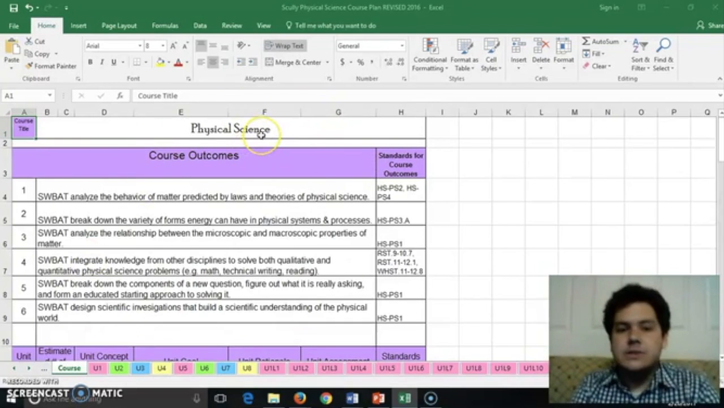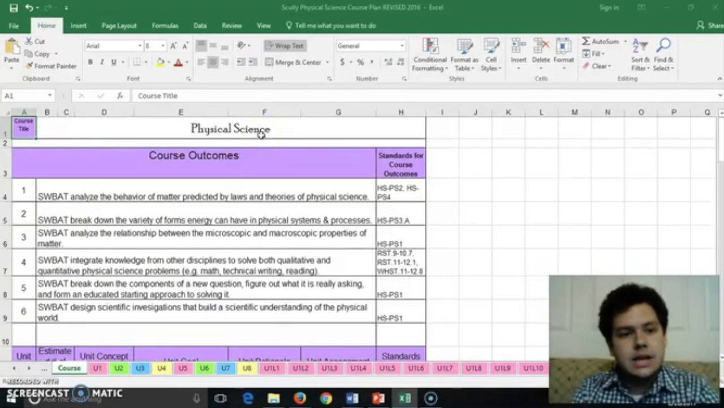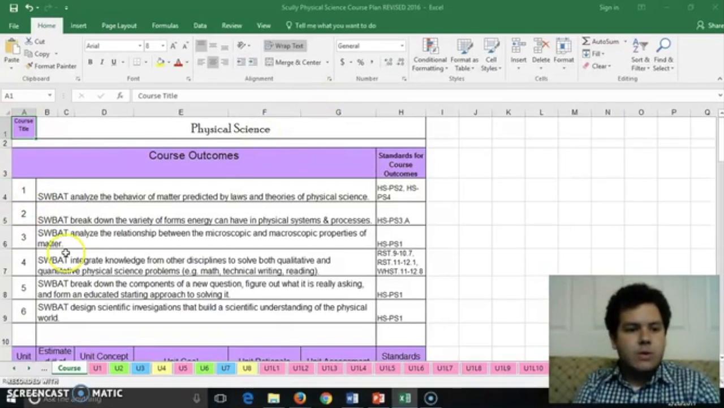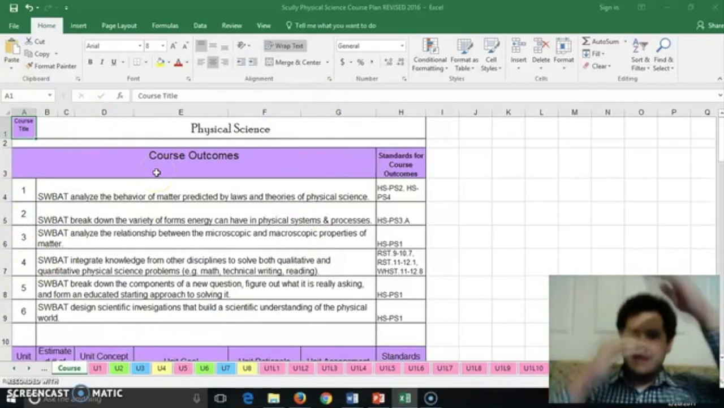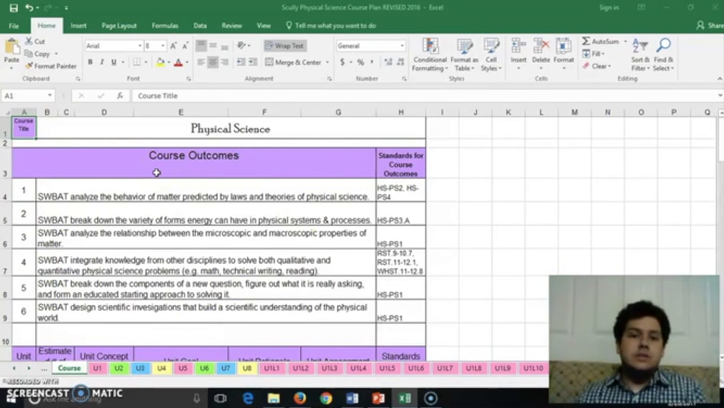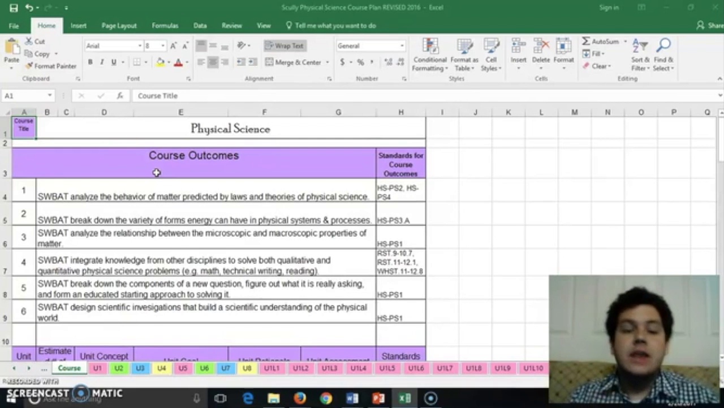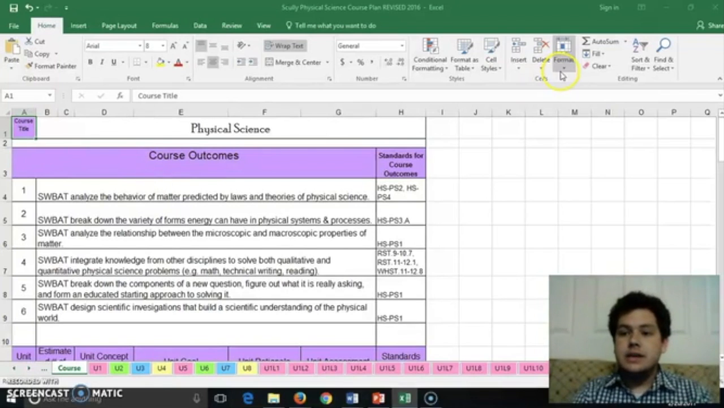Here I'm planning a physical science lesson on lenses today. At the top here, I have all my course outcomes. I have six basic main ideas that I want these students to be able to do when they leave. Any unit goals should be based on these course outcomes. Any particular lesson plan that you do should be with the end of hitting these course outcomes. When they leave the class, they should be able to do these six things.